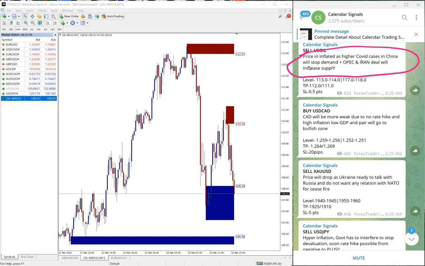price is inflated as higher COVID cases in China will stop the demand. The OPEC and Iran deal will increase the supply. So as the supply is increasing, the demand will be reduced. This is the reason we gave sell USOIL. As you can see here on the chart, this USOIL clear downtrend performed precisely from our given level.